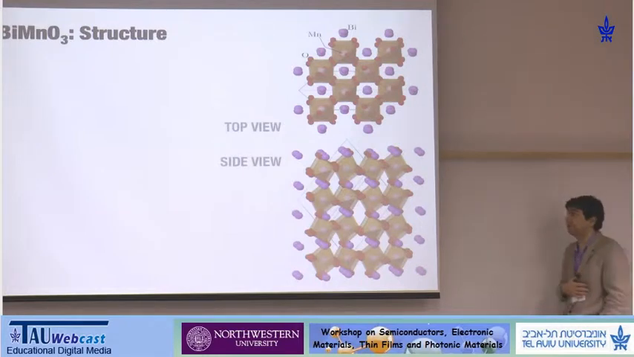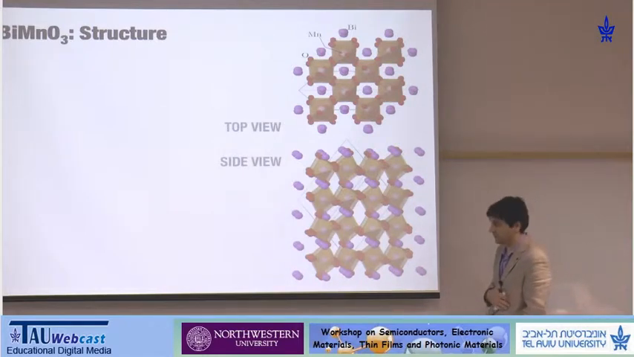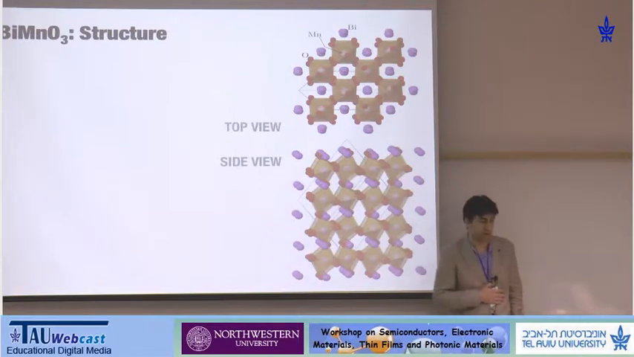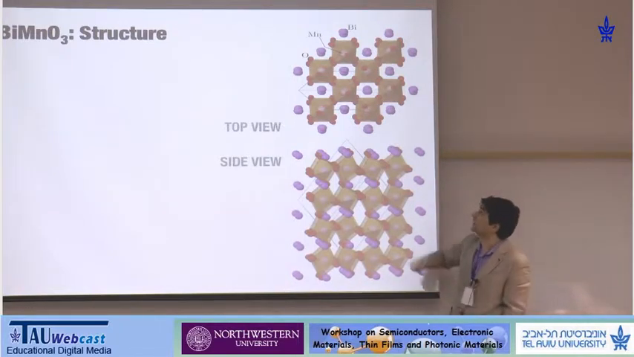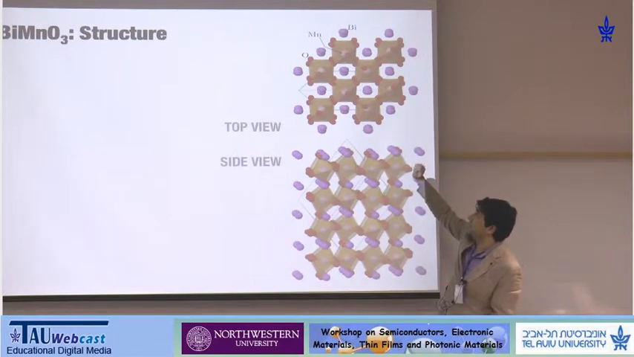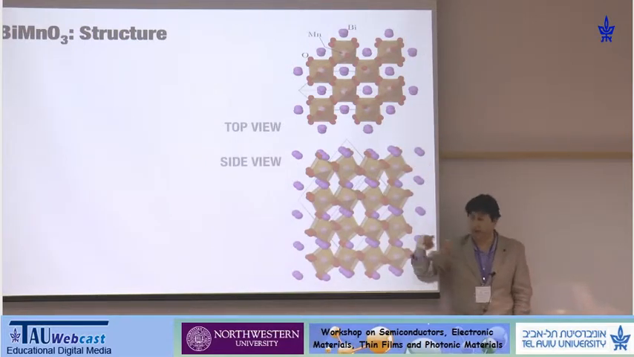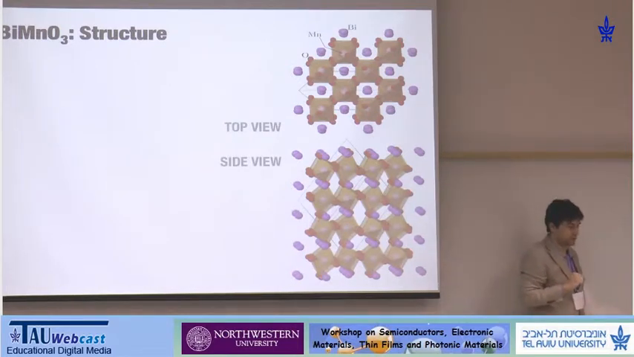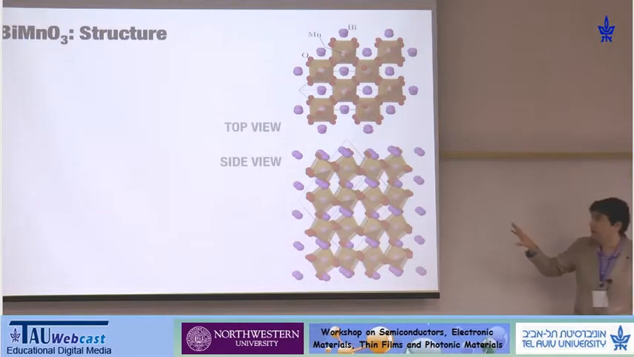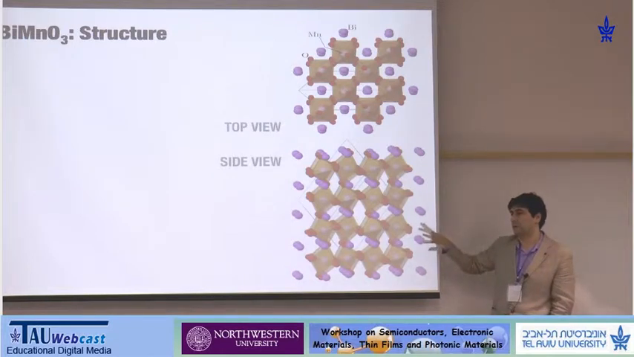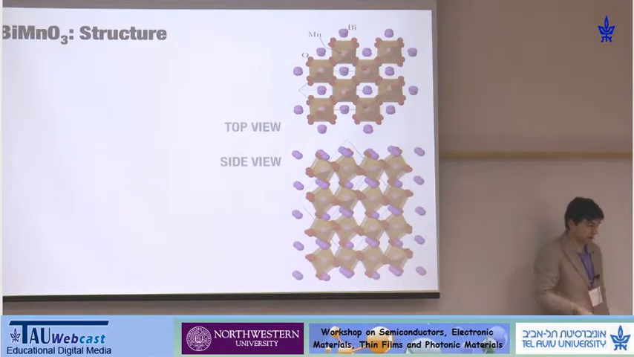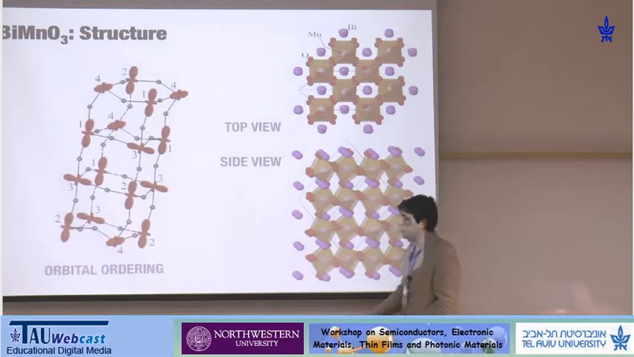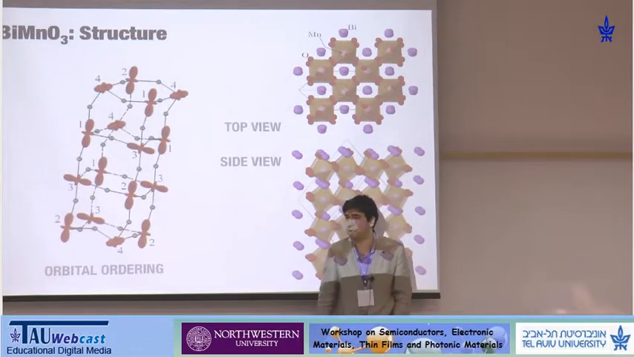The structure is like in all these perovskite oxides, a distortion of the perfect cubic perovskite. So we get an octahedra of oxygens, and inside it there is manganese, and in the corners around the octahedra there is bismuth. There is a very particular distortion in this material that is not often seen, because this material shows one other particularity, which is that it has orbital ordering.